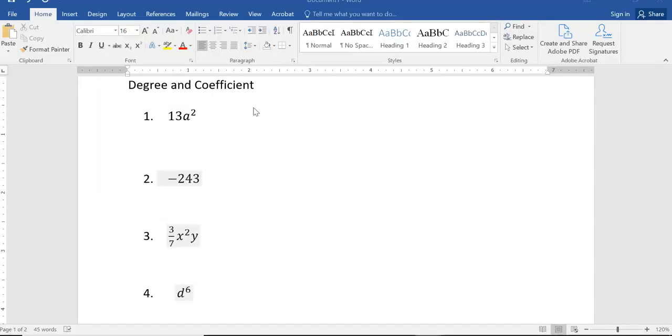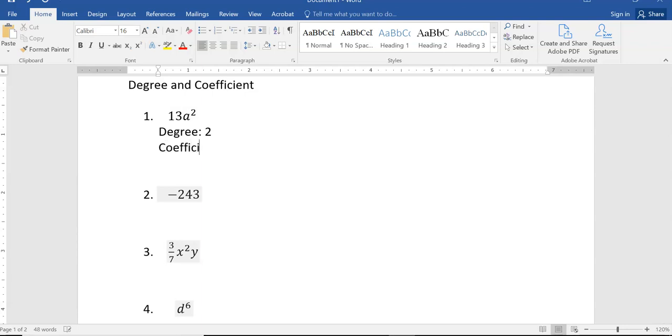Right, so we're looking at the degree and the coefficient of each term here in lesson 3.1. So of this first one, 13a squared, the degree is 2 because a squared means a would have to multiply by itself, so you get 2 variables multiplying together. The coefficient is obviously 13. All right, so the degree is 2, coefficient is 13.